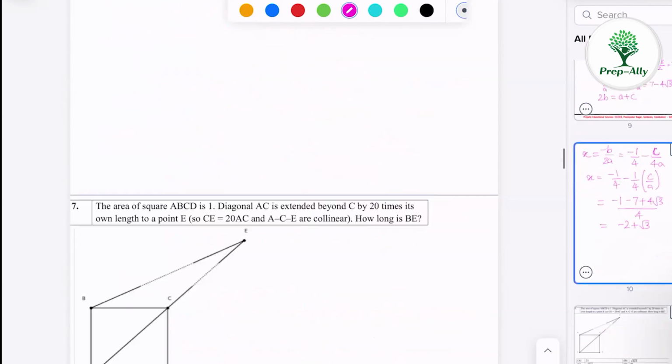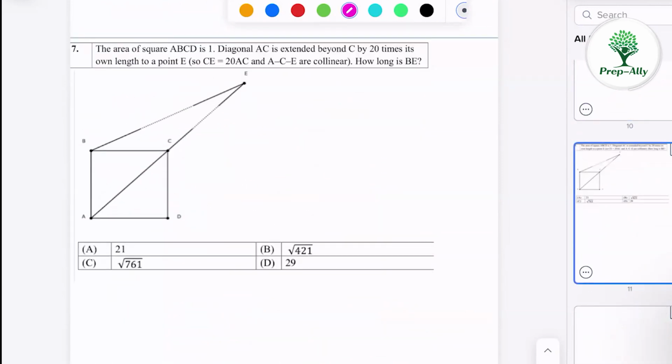Now let's move to question number 7. So we're given a square ABCD whose area is 1. So the side is also 1. And the diagonal AC is extended beyond C. So this is AC, and it's extended beyond C by 20 times its own length. So we have CE equal to 20 AC.